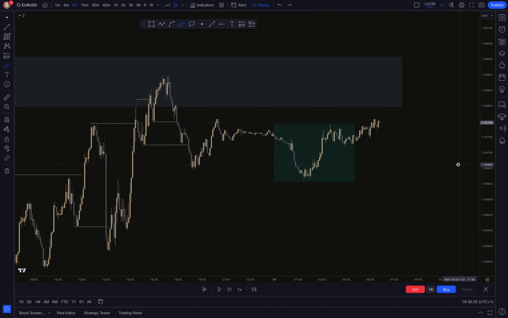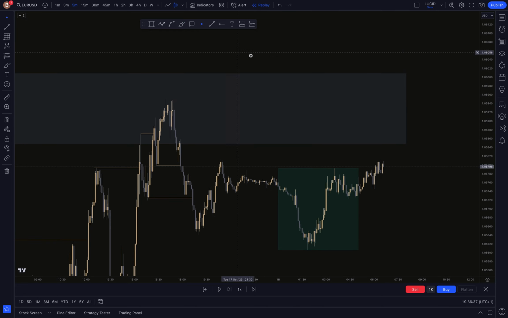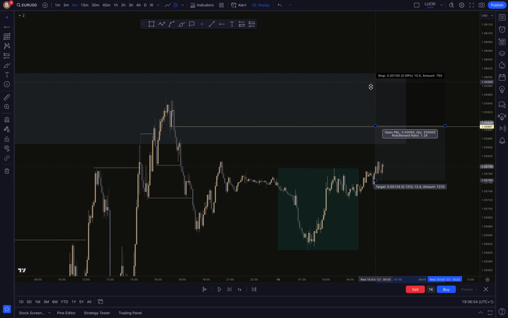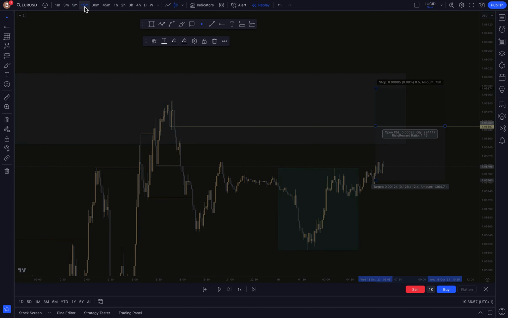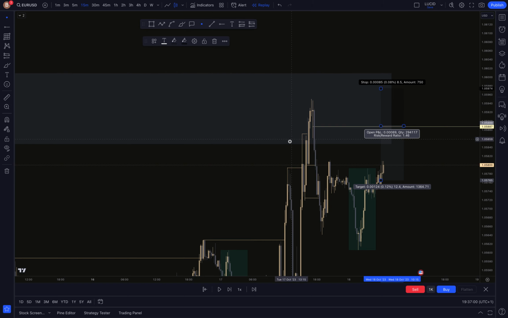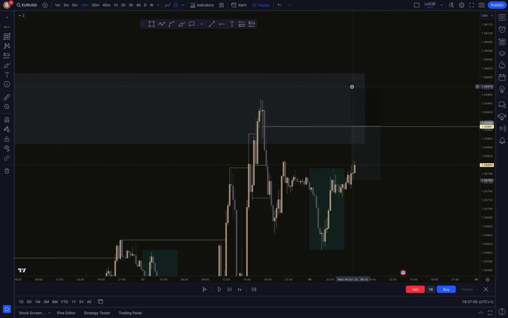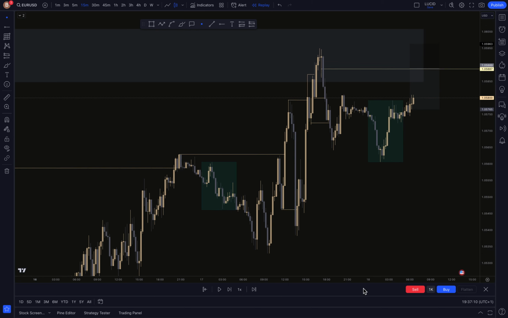Now, where will you be looking for your entries from? Actually, you may be looking for entries from this level, right? Because this block is where you'd be looking for entries. So I have my shorts here. Let me look at the 15 minutes. You have your shorts here, and you have your stop loss above here. You have nothing to worry about, right?